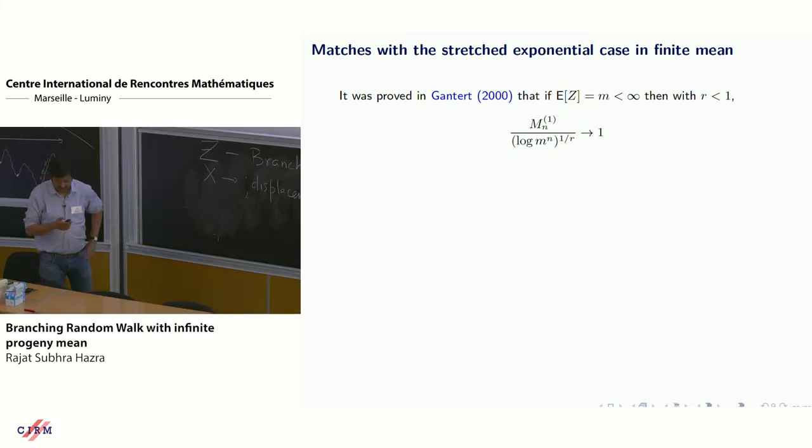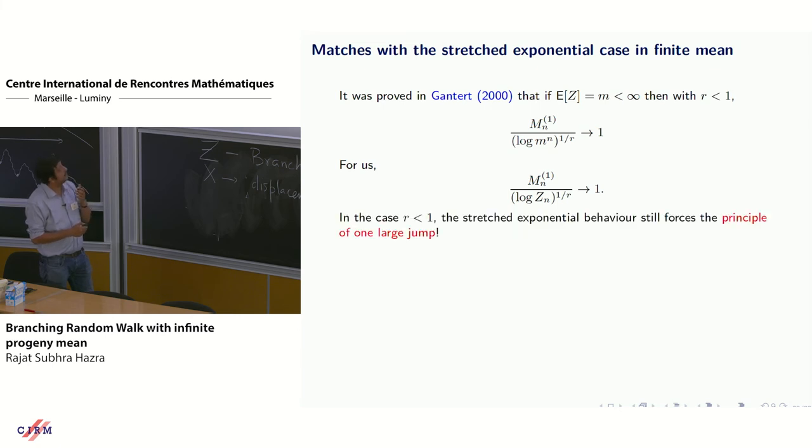So let me compare with the existing results how this rate behaves and whether this rate is consistent or not. It was proved in a paper by Nina Ganter, when you have finite mean, that the rightmost particle, in the stretched exponential case, that is the case when r is less than 1, the largest right displacement behaves in this way. Here m to the power n, in the light-tailed case, is the number of particles in the nth generation. So this is very consistent with what we get.